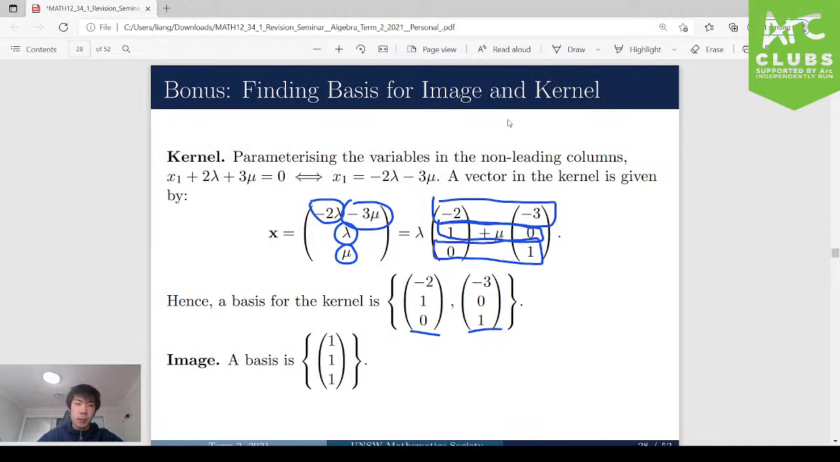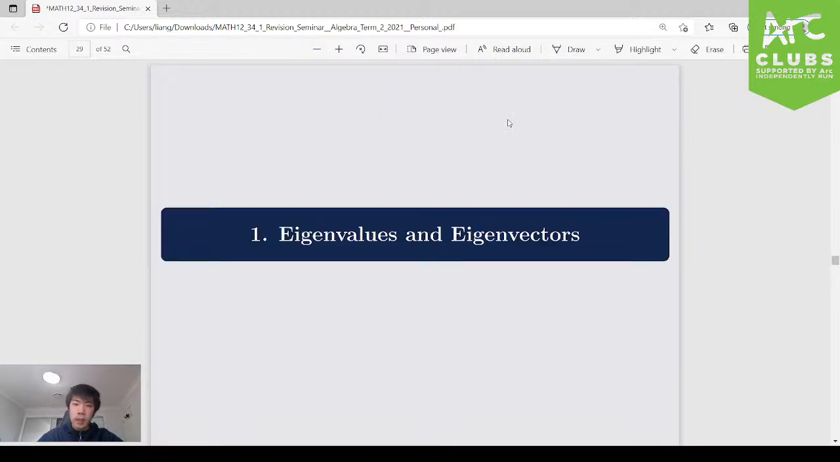So that concludes that example. Let's move on to the next part. It should be a bit shorter than what we just did as well. But eigenvalues and eigenvectors. Okay.